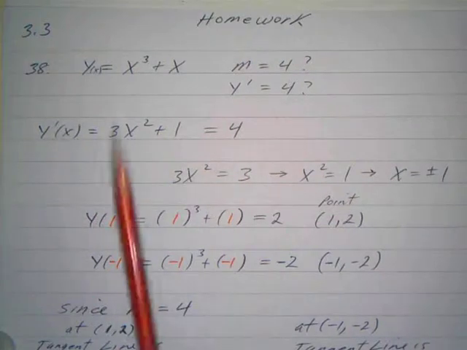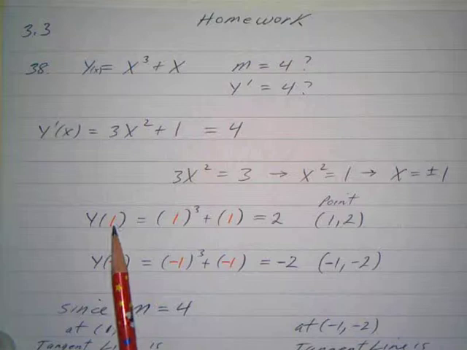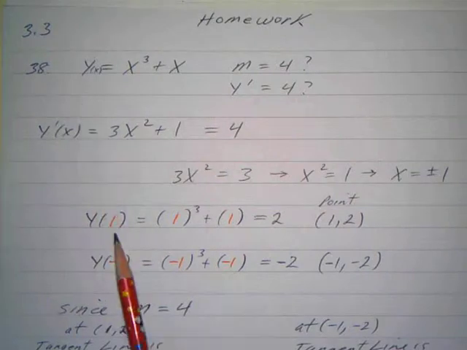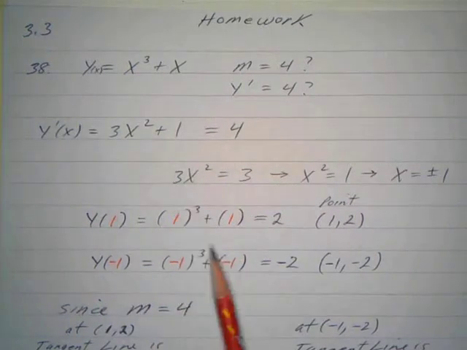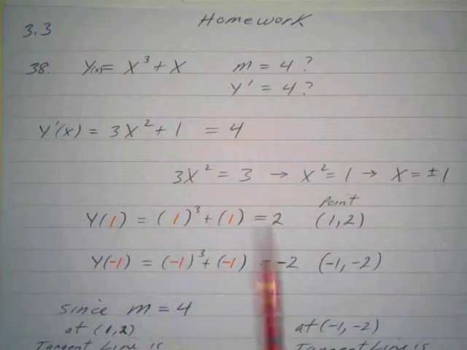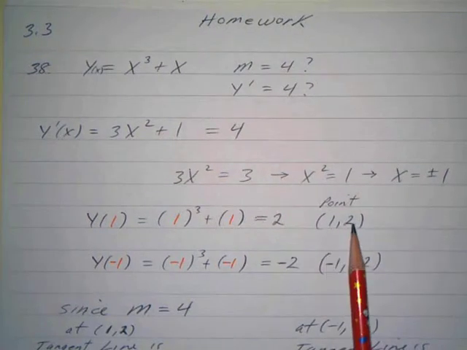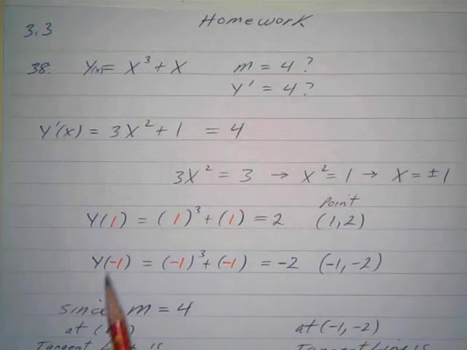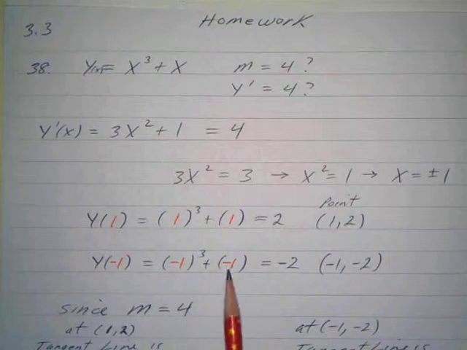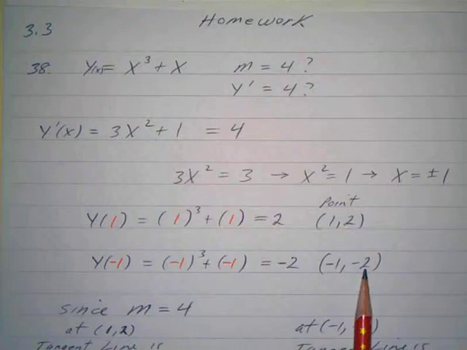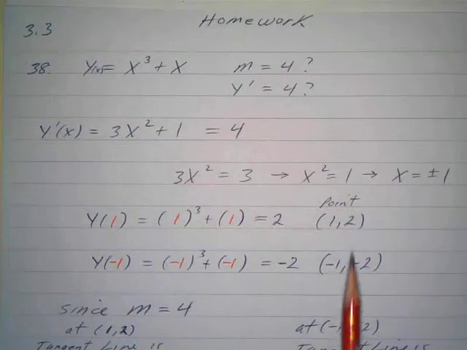I can put those x values back in the original equation to find the y value, so I have my points of tangency. When x is 1, the original equation evaluated at 1 is 1 cubed plus 1, which is 2. So one point of tangency is (1, 2). And if I put negative 1 in here, negative 1 cubed plus negative 1 is negative 1 and negative 1, which is negative 2. So when x is negative 1, my y value is negative 2. That's my other point of tangency. So I've got 2 points of tangency.